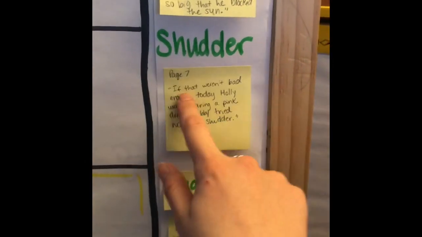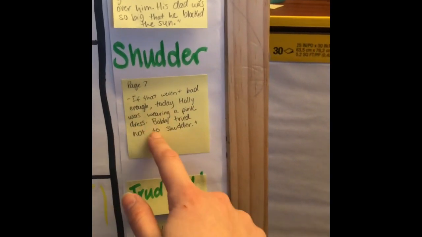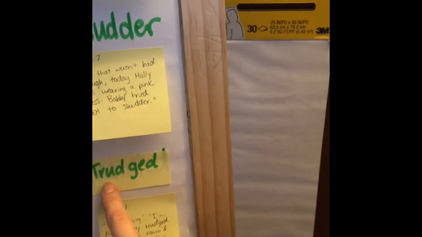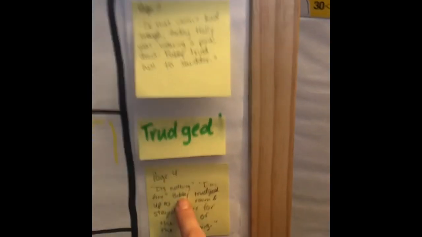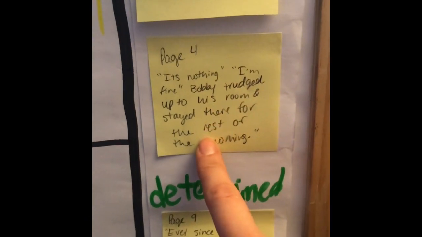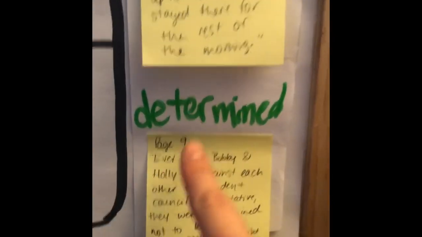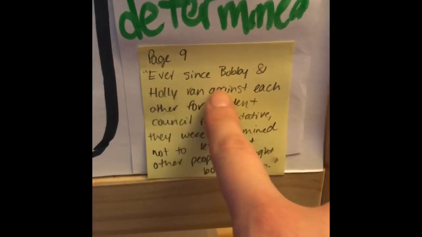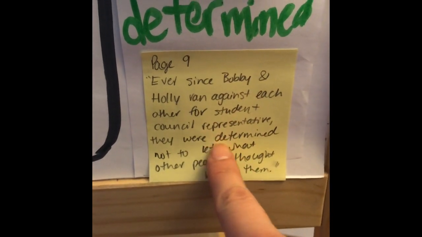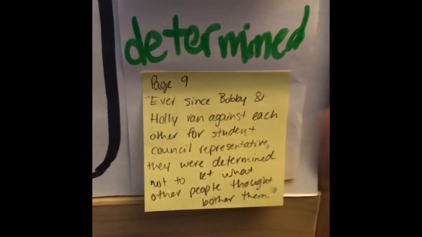Then we have shudder. If that were bad enough, today Holly was wearing a pink dress. Bobby tried not to shudder. What might shudder mean? Trudged. It's nothing. I'm fine. Bobby trudged up to his room and stayed there for the rest of the morning. What does trudged mean? And last is determined. Ever since Bobby and Holly ran against each other for student council representative, they were determined not to let what other people thought bother them. So what does determined mean?